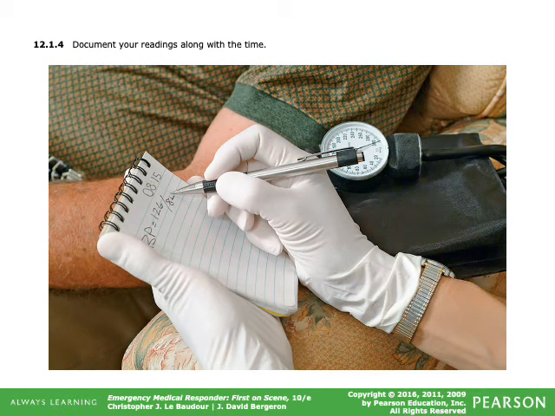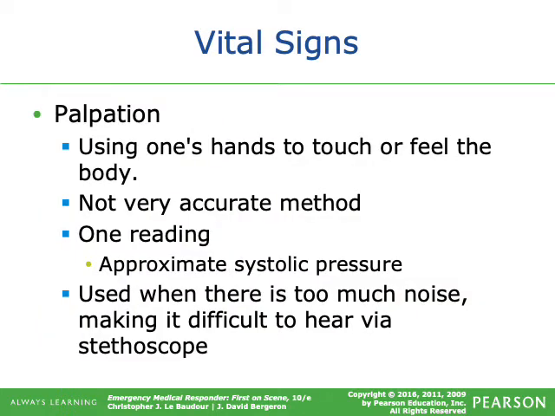It's pretty self-explanatory. All right, palpation. This means feeling. The actual definition of palpation is using one's hands to feel or touch the body. It's not a very accurate method of obtaining blood pressure. However, it is a way to obtain a blood pressure if you don't have another option. You get one reading. You get an approximate systolic blood pressure. The issue with palpation is you're generally going to get a little bit lower pressure when you palpate it than you would if you auscultate it.